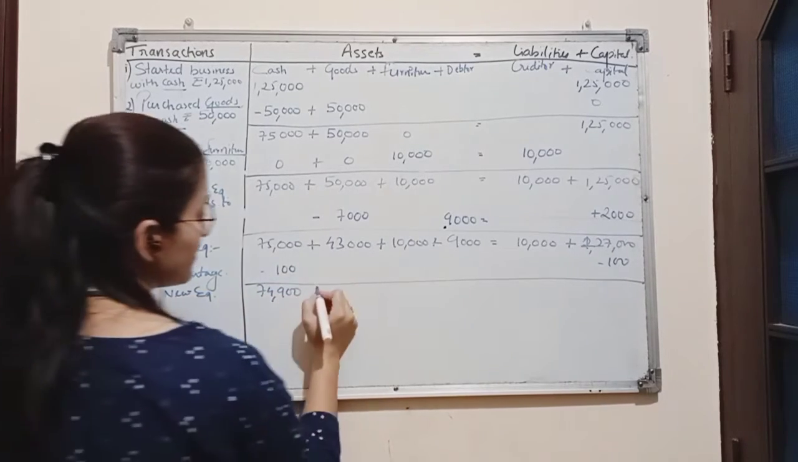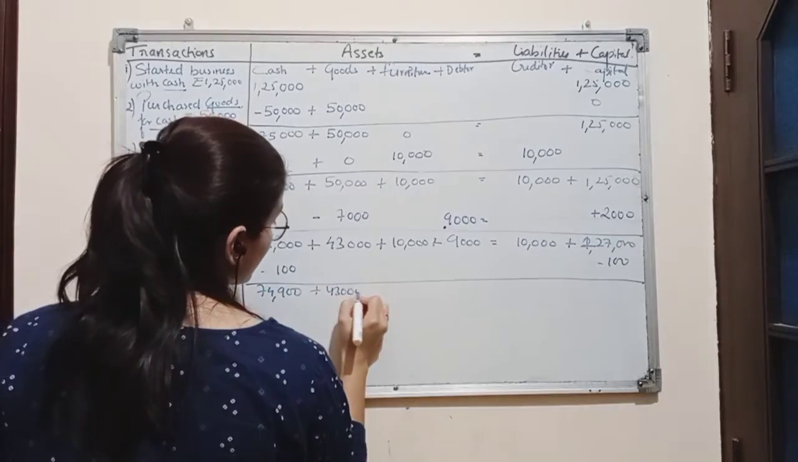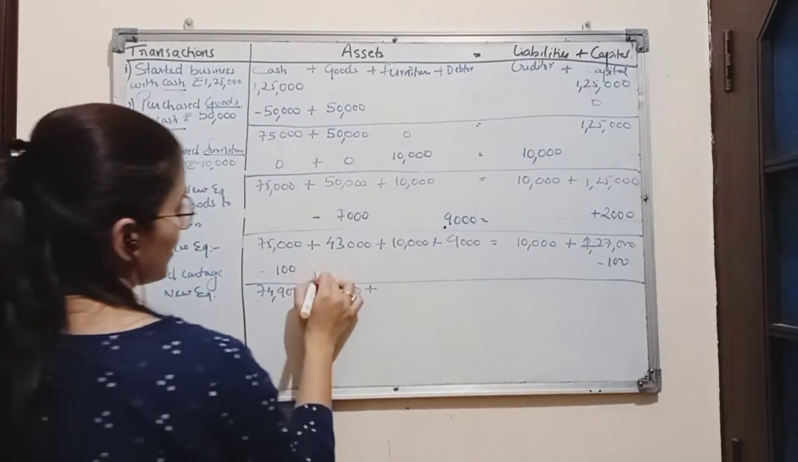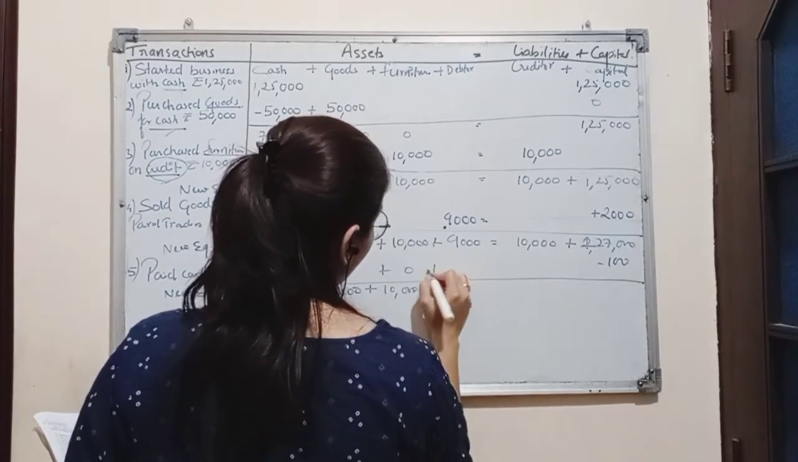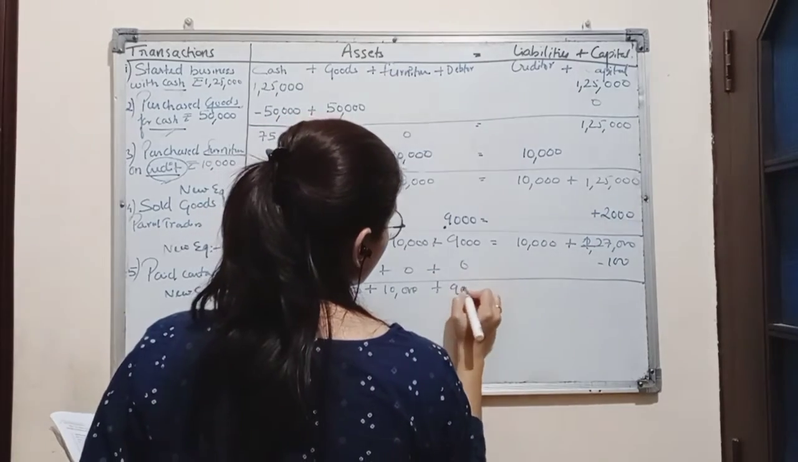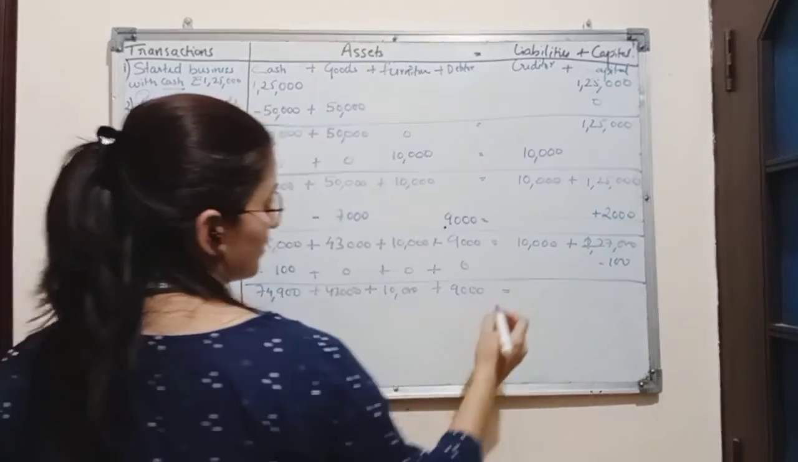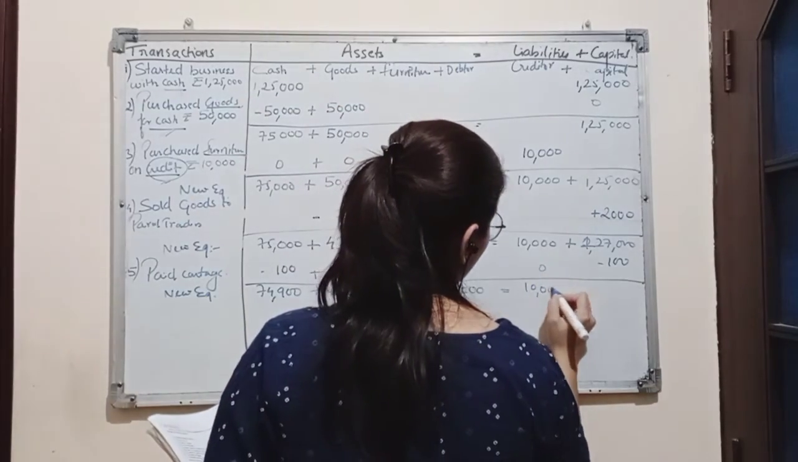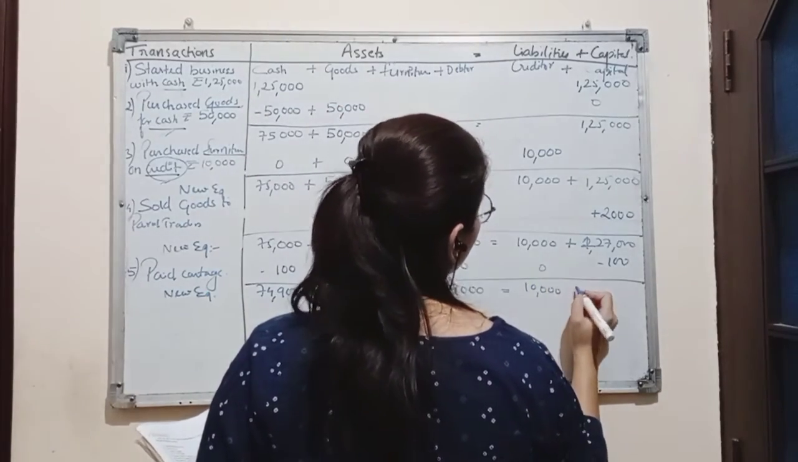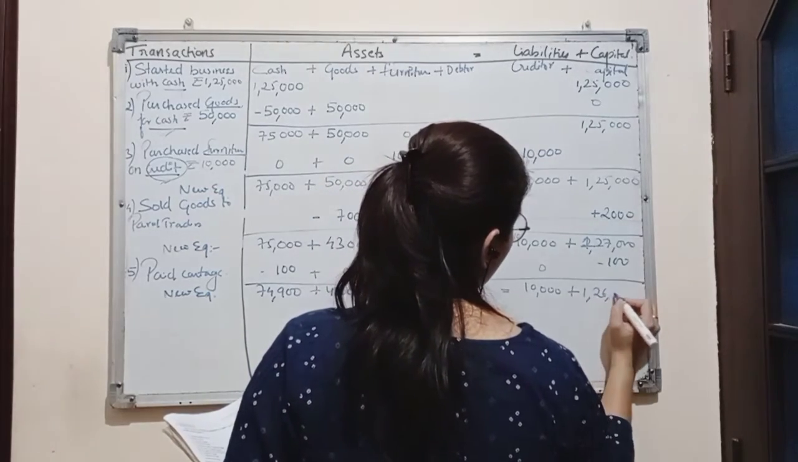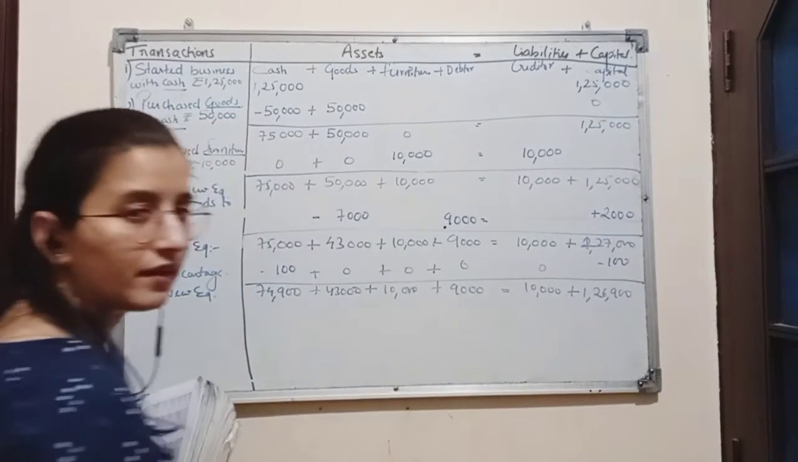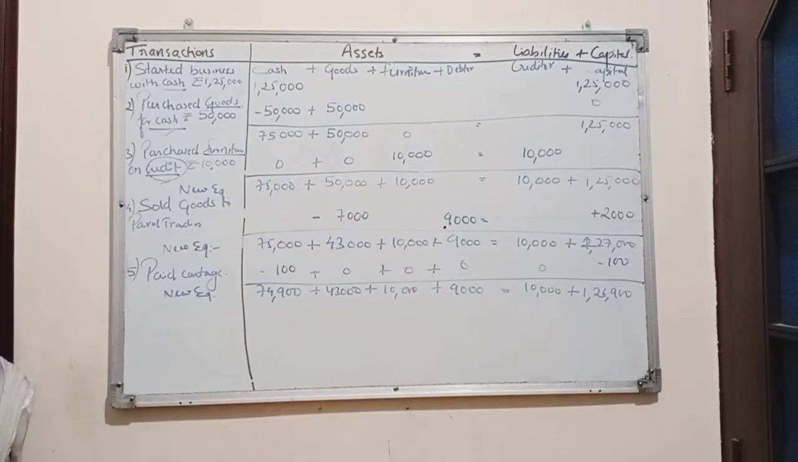74,900 cash balance, 43,000 amount of goods, furniture amounting to rupees 10,000, debtors 9,000, creditors 10,000 and capital amounting to rupees 1,26,900. So this will be a new equation.